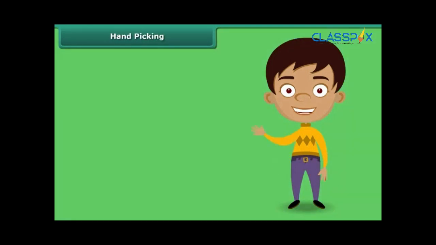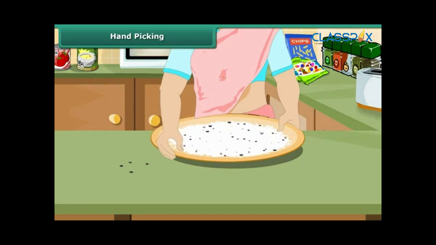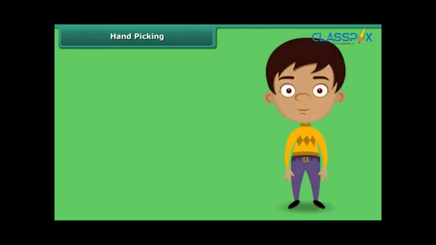How does your mother separate small pieces of stones and other impurities from wheat, rice, and pulses? Yes, simply by picking them up by hand, one by one. The method of hand picking can be used for separating impurities that are easily visible to the naked eye and are present in small quantity in the form of dirt, husk, and stone.